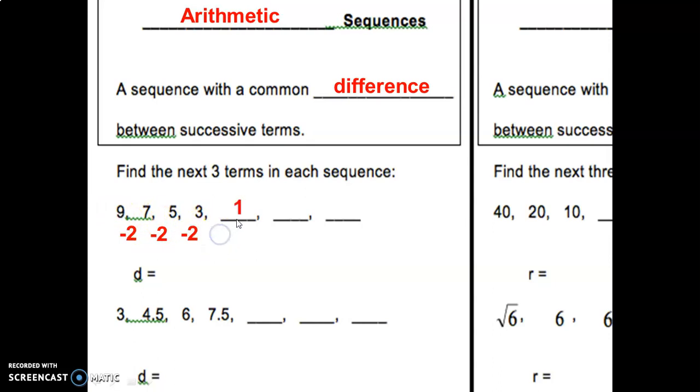So the next one's going to be 1, then -1, then -3. We call the common difference d, so that d value there is -2. In the next one, it goes up by 1.5, up by 1.5 again, up by 1.5. Keep that pattern going, we have 9, 10.5, 12, and our common difference is 1.5. Those are arithmetic sequences.